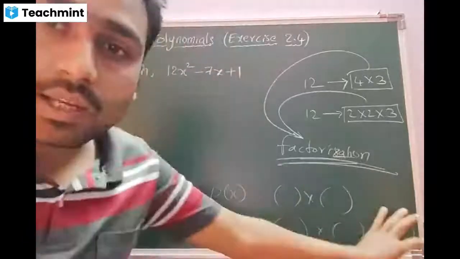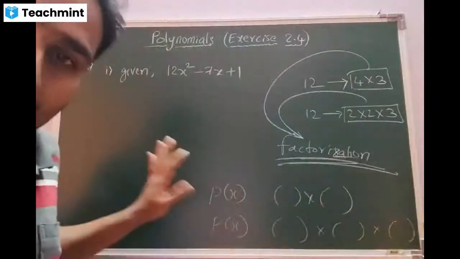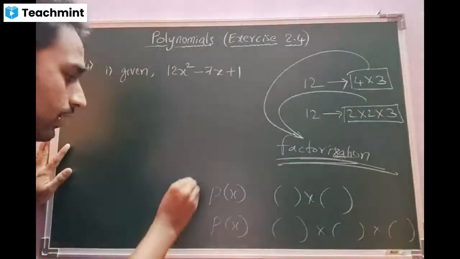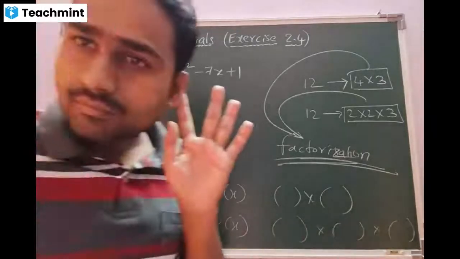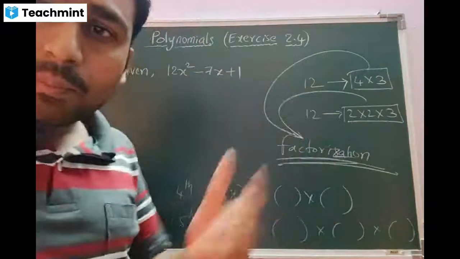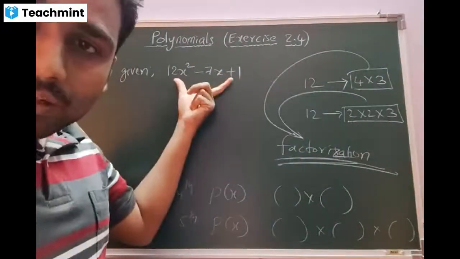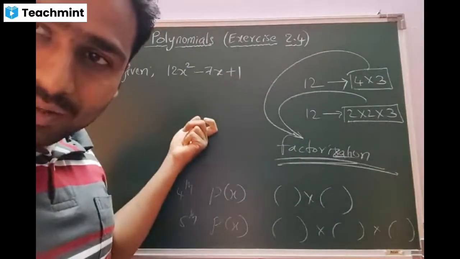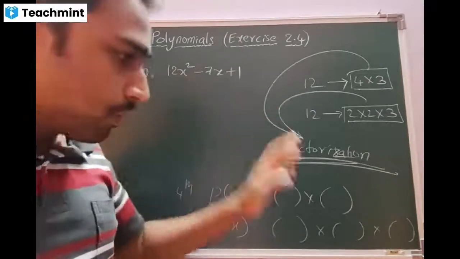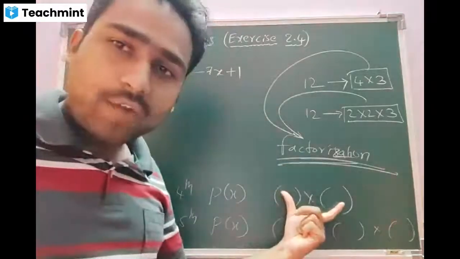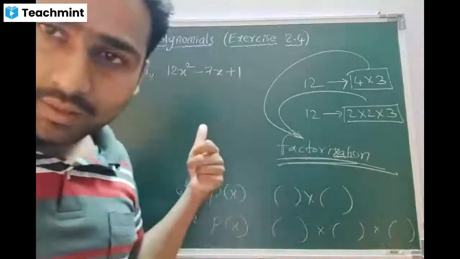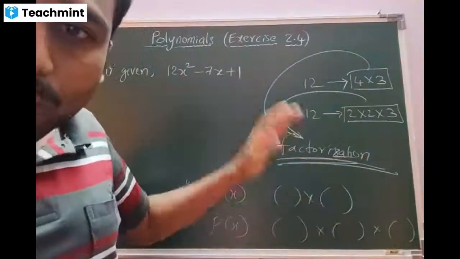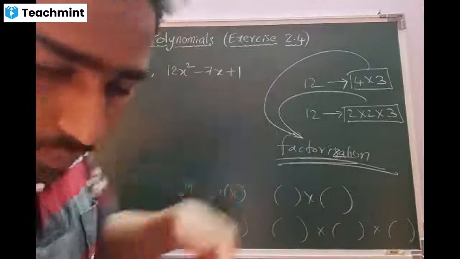So this is the meaning of the factorization. Is that clear, beta? This is for the fourth main. This is for the fifth main. Correct? So in simple words, taking the given polynomial, making it in the form of product of two factors for the fourth main, of three factors for the fifth main. Such a representation will be called as factorization. Got it, beta?